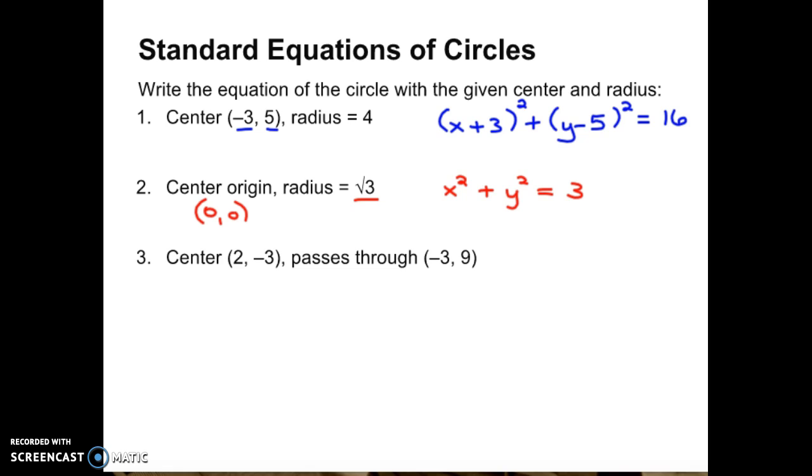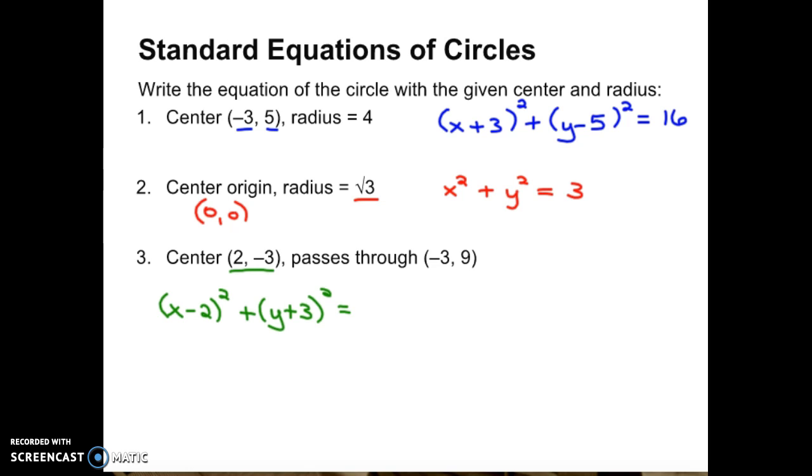Last one's a little bit harder. I can write part of it already because I know the center. So the first part of it will be x minus 2. I'm putting the opposite of the 2 first. And then the opposite of negative 3 would go next to the y. Okay, I need to figure out the radius. It says it passes through the point negative 3, 9.